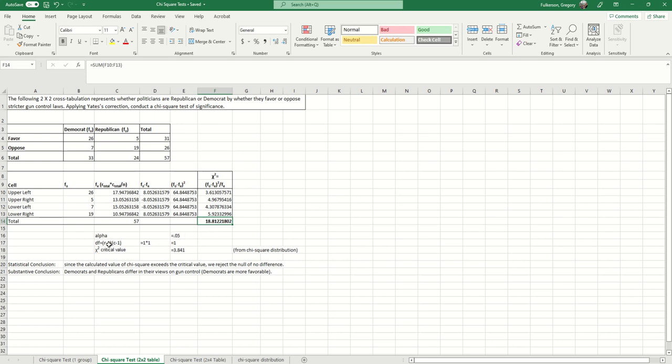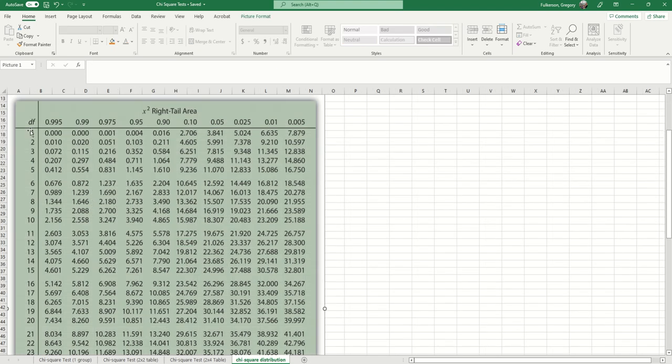And then we also find the degrees of freedom in a different way with a crosstab. It's the number of rows minus 1 times the number of columns minus 1. So we just have 2 rows and 2 columns. So 2 minus 1 is just 1. 1 times 1 is just going to be 1. So we have 1 degree of freedom at a 0.05 level.